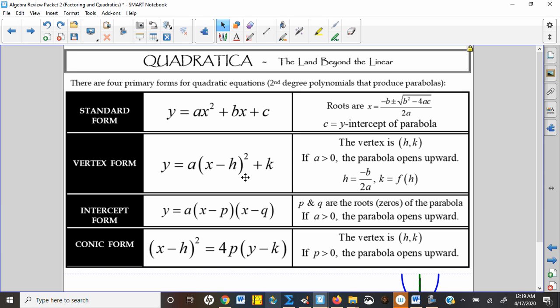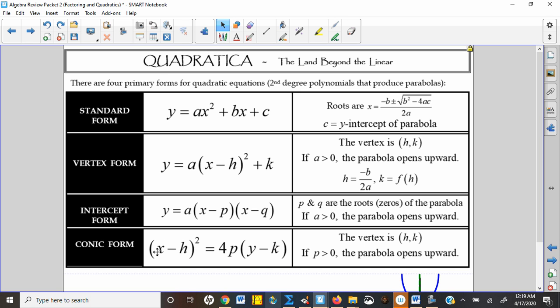And how do I know that k is just f of h? Fun things, but we don't have time to get into it. Intercept form is the kind where you're going to try to factor it. So that's actually a really good form to look at. But p and q in that form tell you where it crosses the x-axis. So this is a good graphing form. And in Algebra 2, you'll use your graphing calculators a ton to solve quadratic formulas and other polynomial formulas.